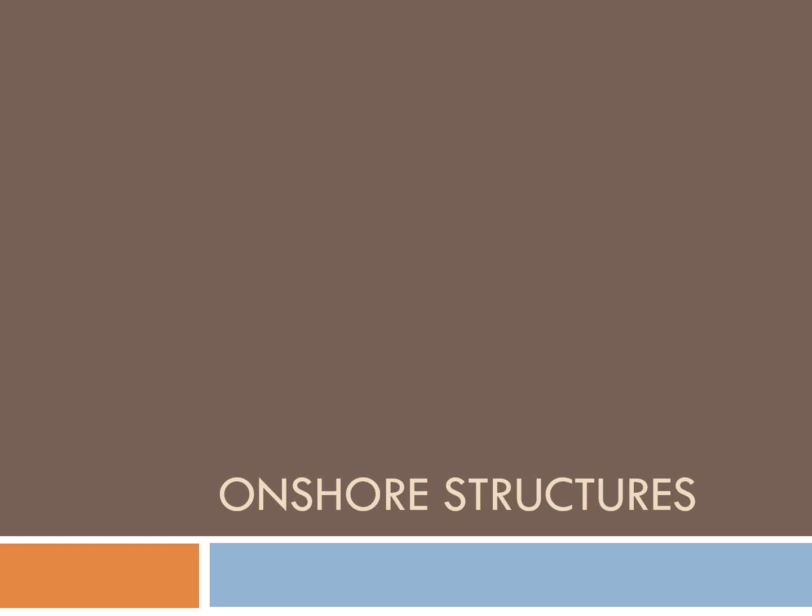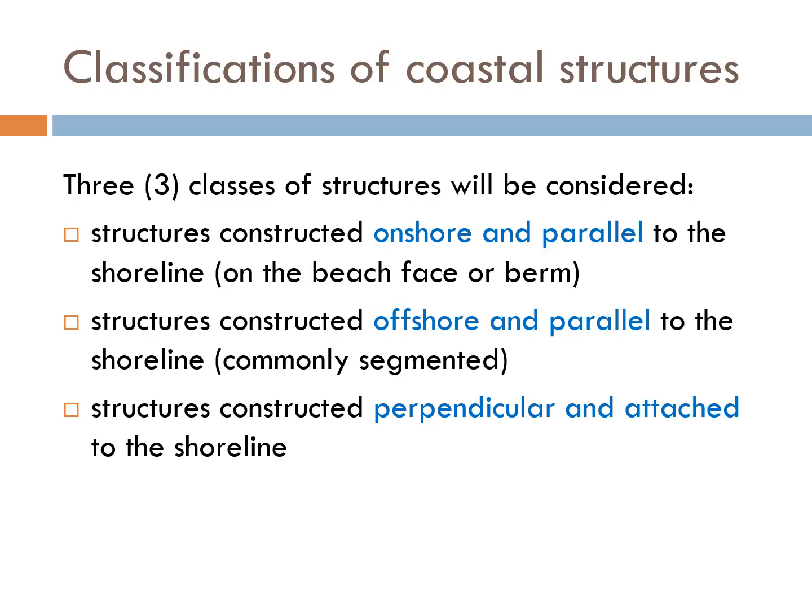We will continue with our topic on coastal protection. Right now we are going to look at coastal structures using a different type of classification. We will be looking at structures which are constructed onshore and parallel to the shoreline, structures which are constructed offshore and parallel to the shoreline, as well as structures which are constructed perpendicular and attached to the shoreline. We're going to look at the common types of structures for these three different categories, and also specifically how they interact with the coastal littoral processes.